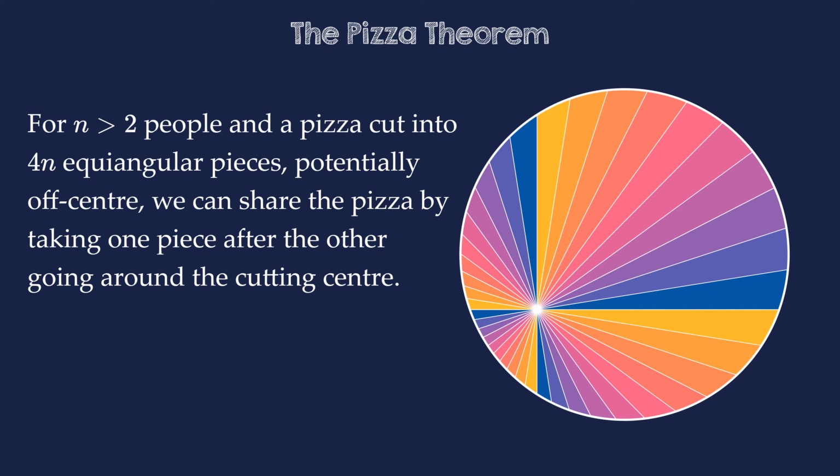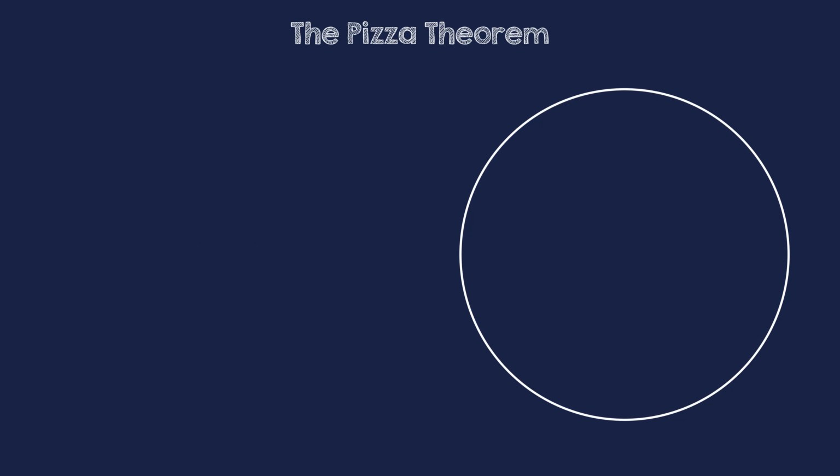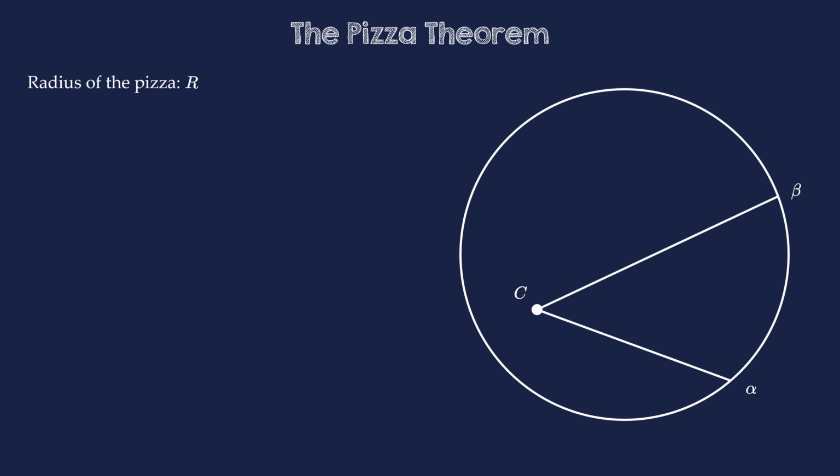To do so, let's assume that our whole pizza is a circle of radius capital R and that the cutting center is called C. Each piece is then described by two rays starting at C, one at angle alpha, one at angle beta. Since the cutting center isn't at the center of the pizza, the distance of a point on the circle to C changes depending on which direction we look. Let r of theta be this distance at an angle theta.